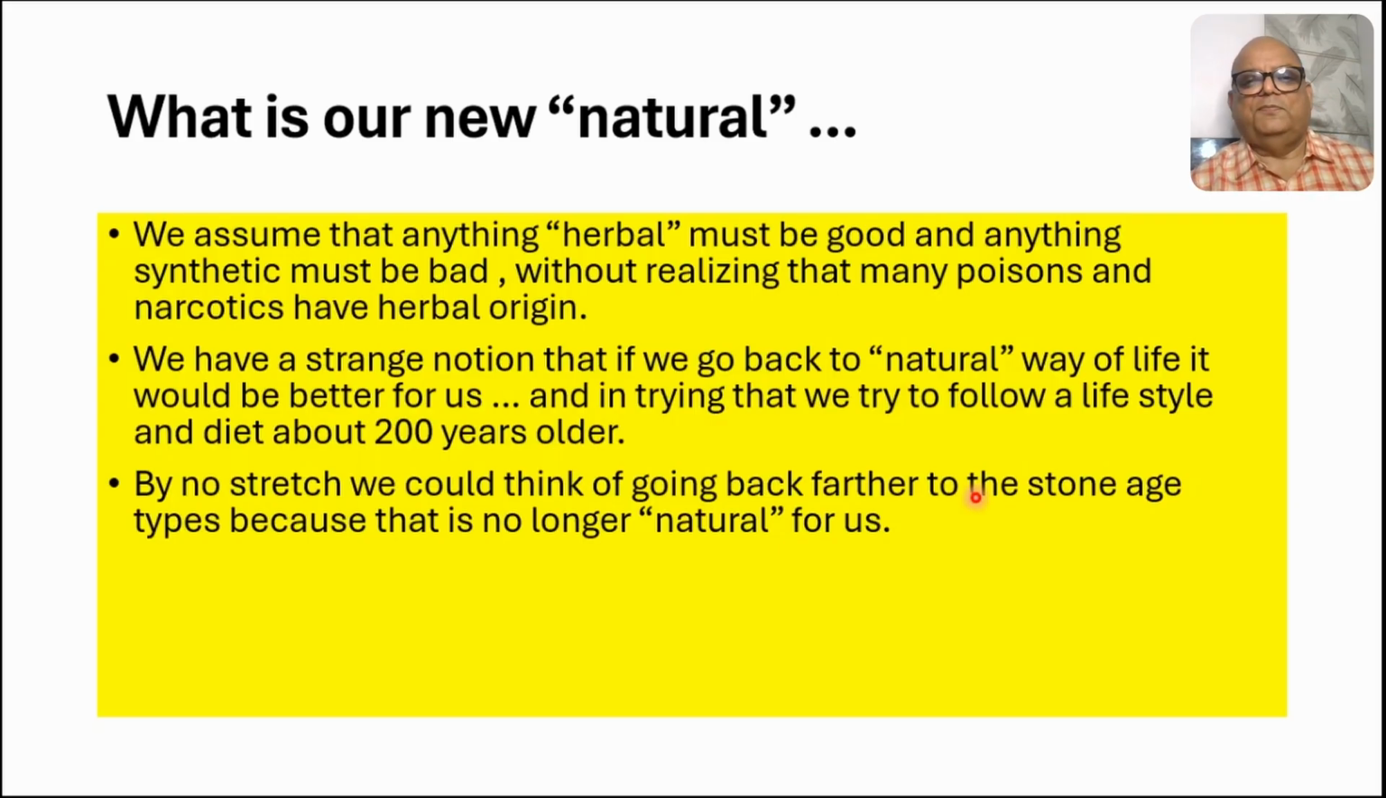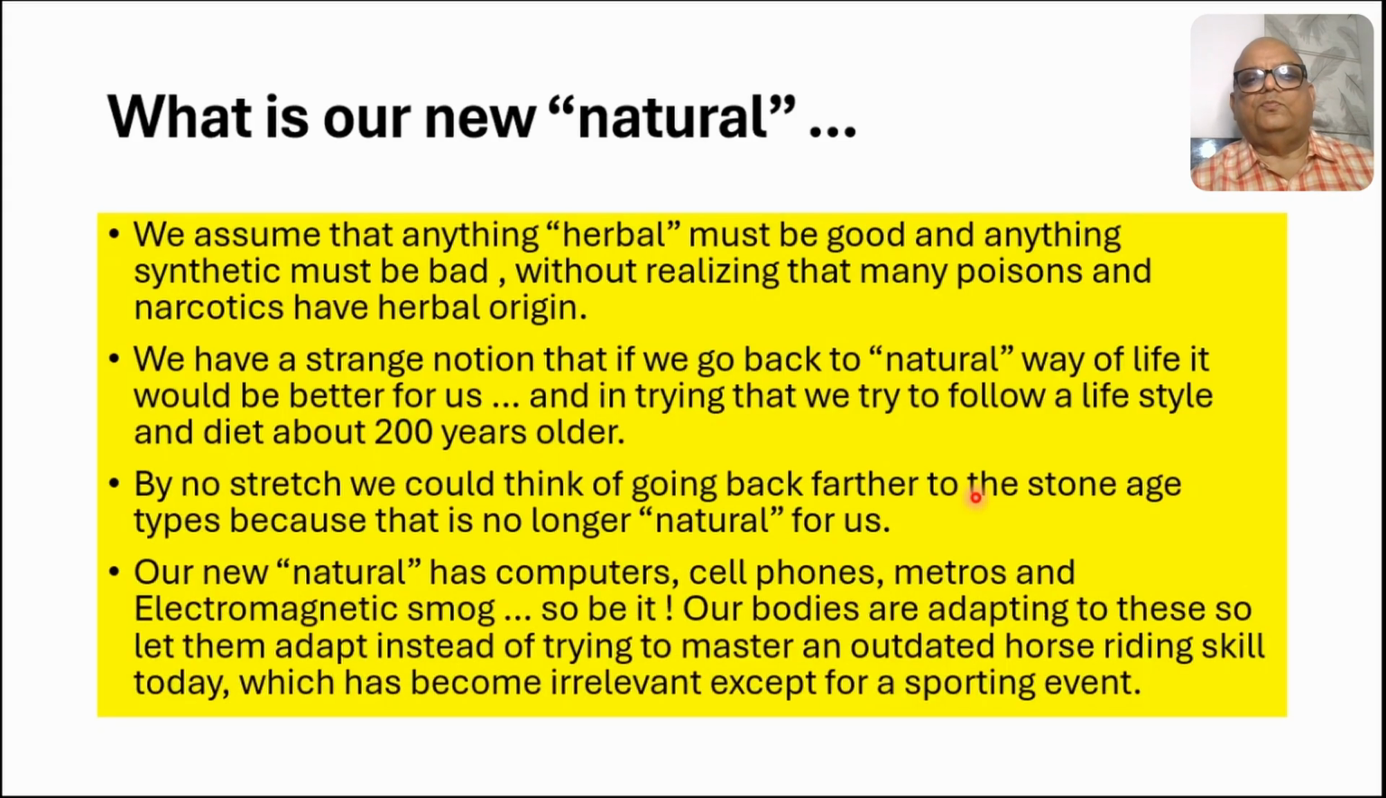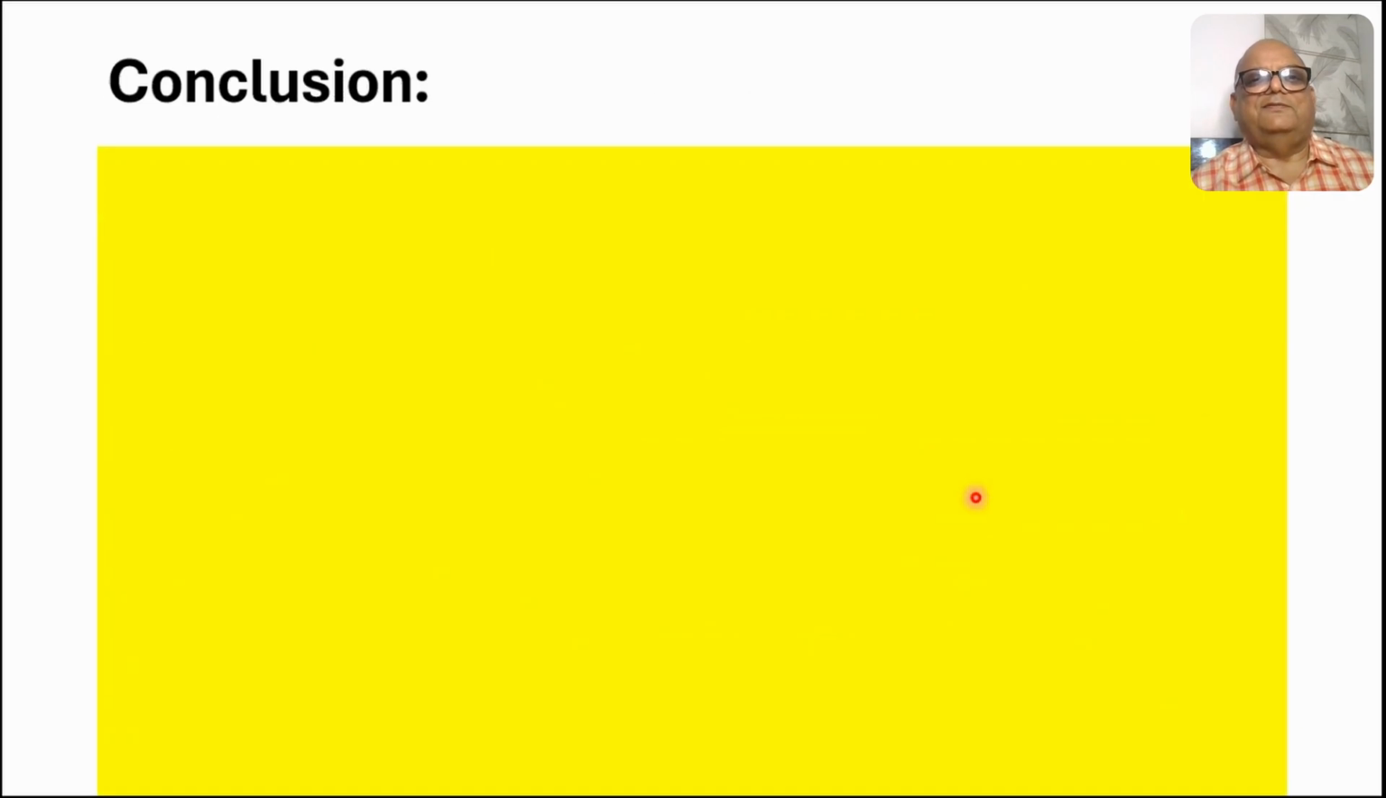A lot of evolution had happened by then. A lot of corruption of nature had already happened even at that time. So our new natural today will have computers, cell phones, metros zooming around, a lot of electromagnetic smog, a lot of staring at blue screens, and our bodies have been adapting to these. They have already adapted to many of these, and it makes more sense that our body adapts to all these changes faster, rather than we trying to force our body to learn things like horse riding skill, which has become irrelevant except for sport. Our lifestyle does not need that skill anymore. But in the name of going close to nature, we may still learn that. So that is where we are coming from.